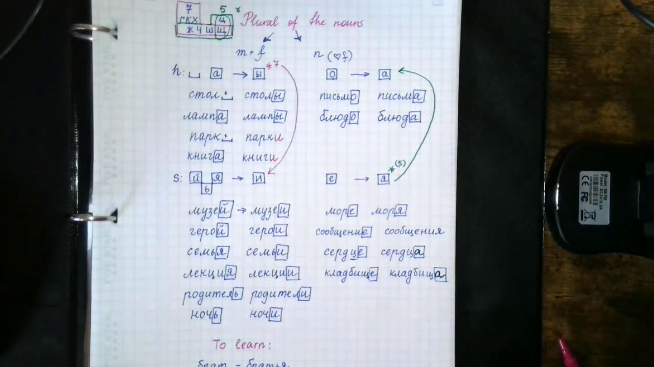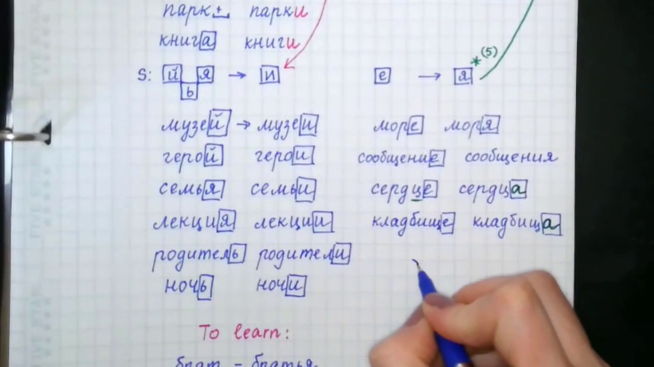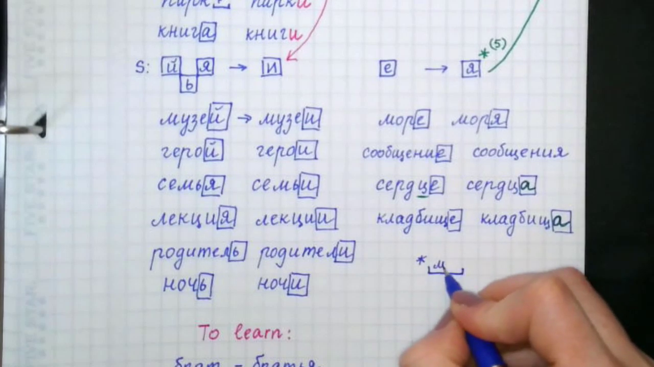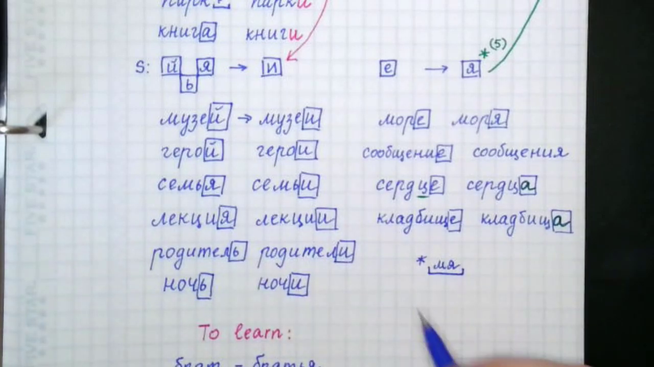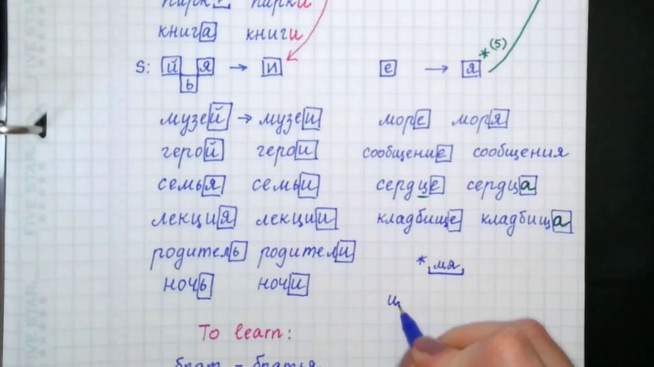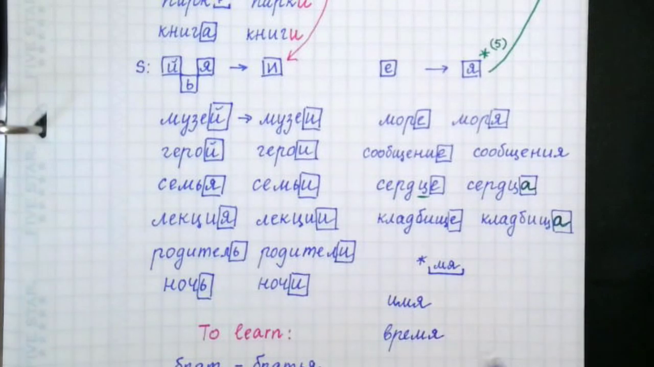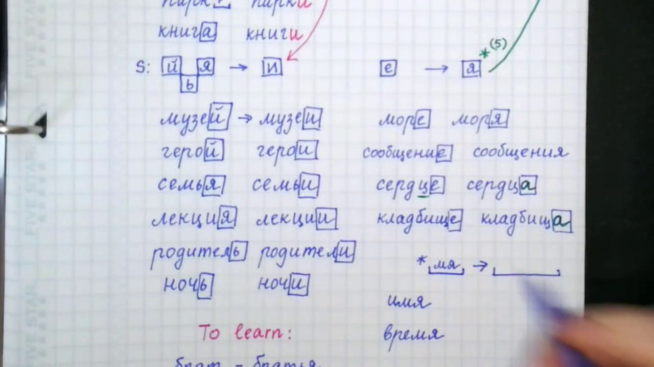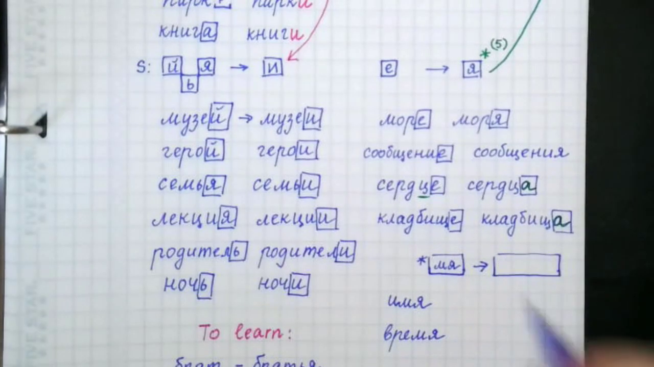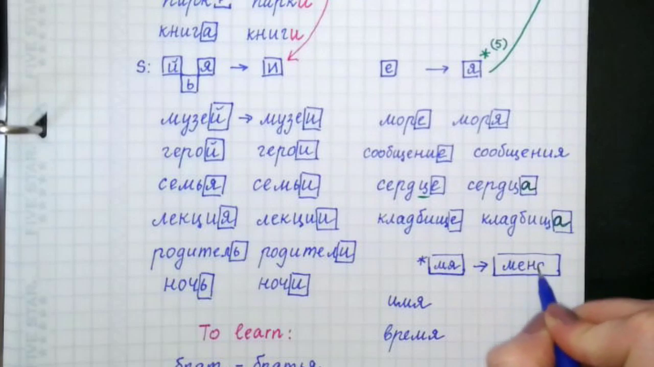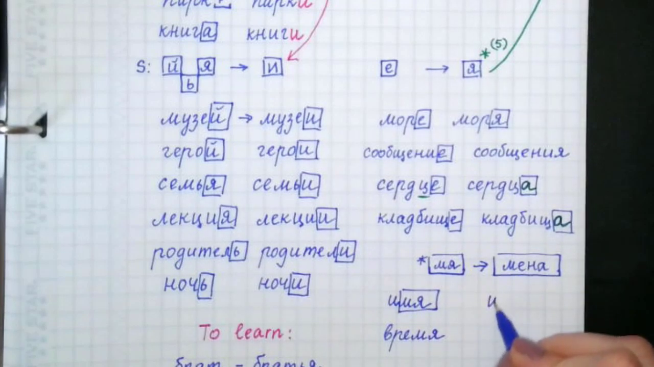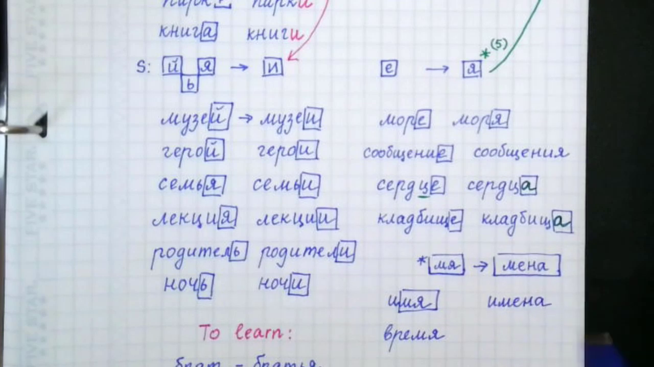Now you also remember we had one more ending for neutral that we kind of put in a separate category. And that was a 2-letter ending, mya. And we had 2 words in this category, имя, which means a name, and время, which means time. So what happens to mya, we have to learn it by heart. In plural, it changes to the ending mena. So to say names, we will lose mya and replace with mena. Имена.